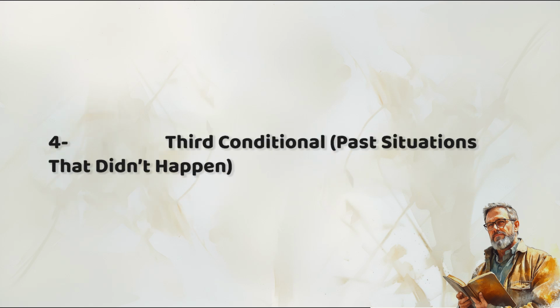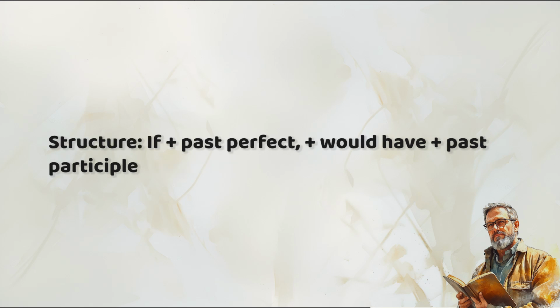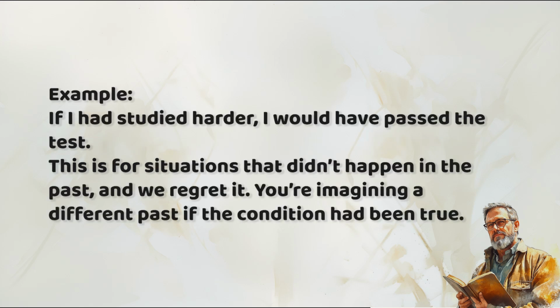4. Third conditional, past situations that didn't happen. Structure: if plus past perfect, plus would have plus past participle. Example: If I had studied harder, I would have passed the test. This is for situations that didn't happen in the past, and we regret it. You're imagining a different past if the condition had been true.